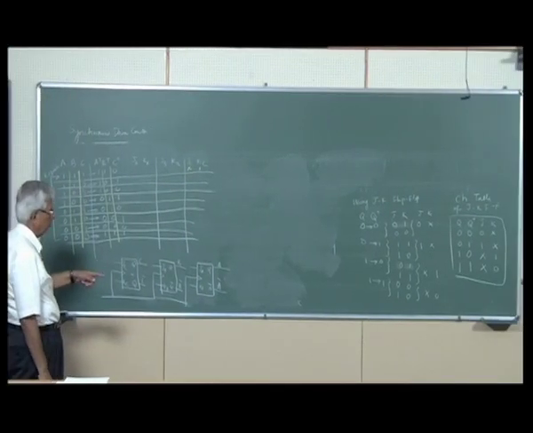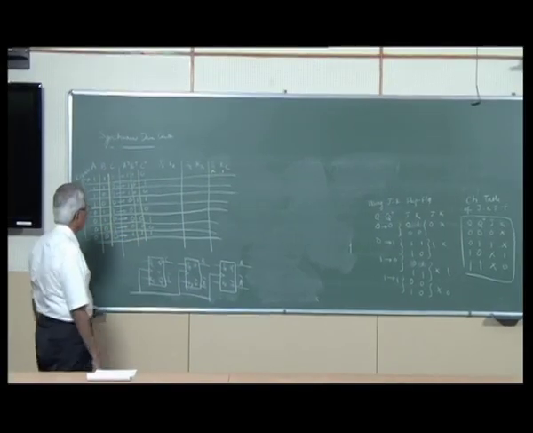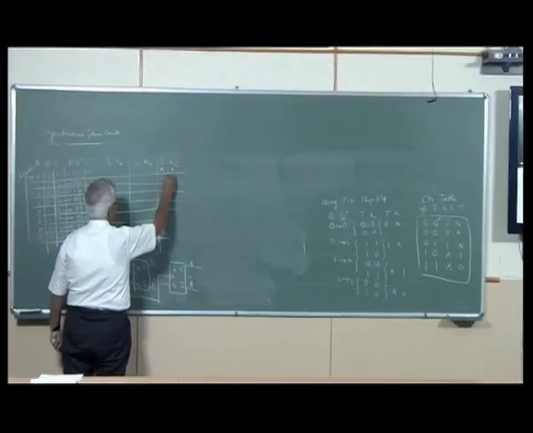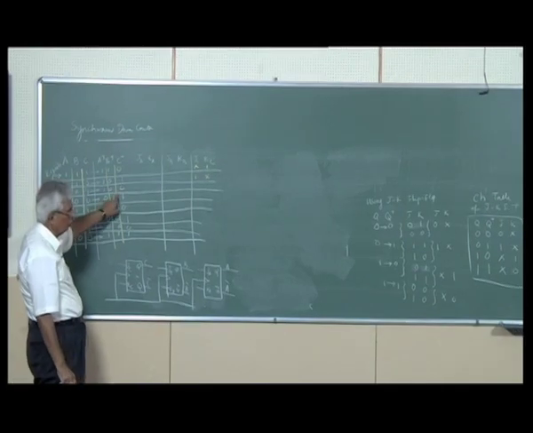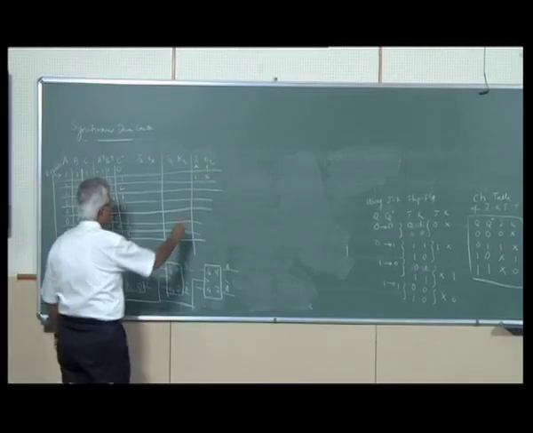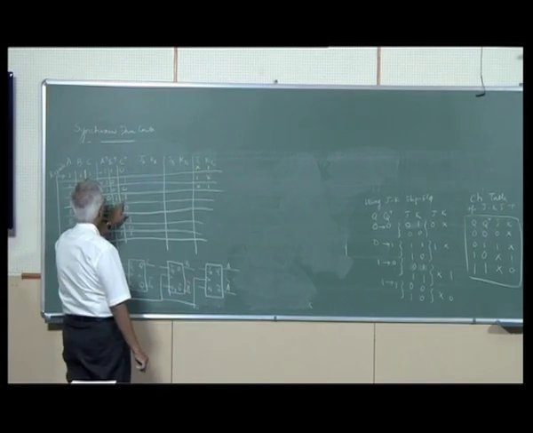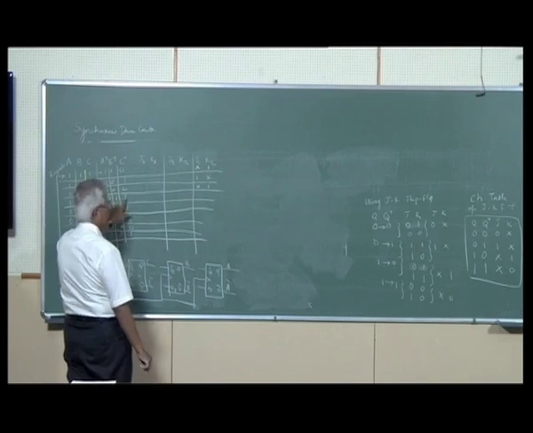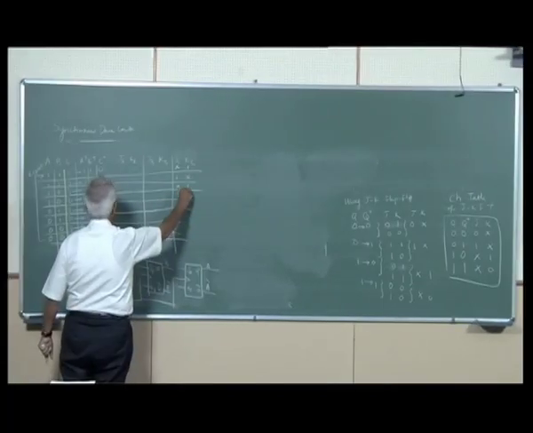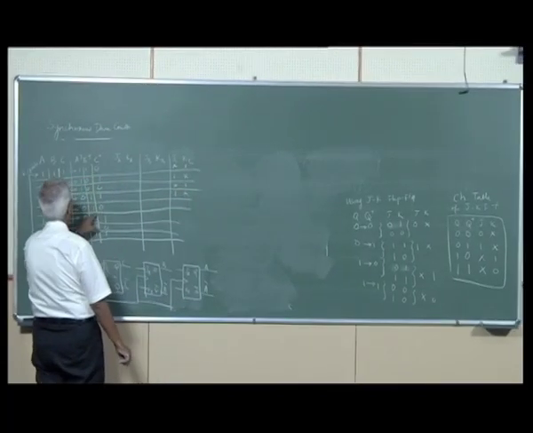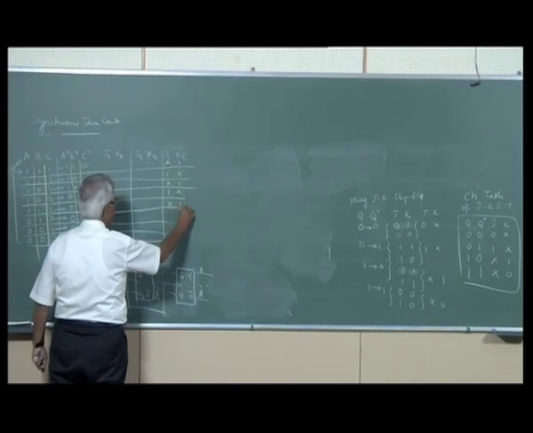One zero, don't care 1. 0 1, 1 don't care. 1 0 again, 1 0 is don't care 1. 0 1, 0 1, 1 don't care. So it will be repeating. This is 1 0 0 1, 1 0 0 1, 1 0 0 1. So it will repeat, don't care 1, 1 don't care.